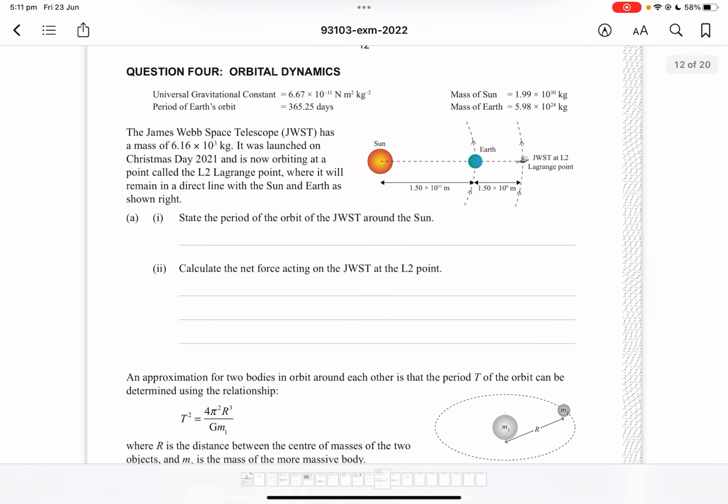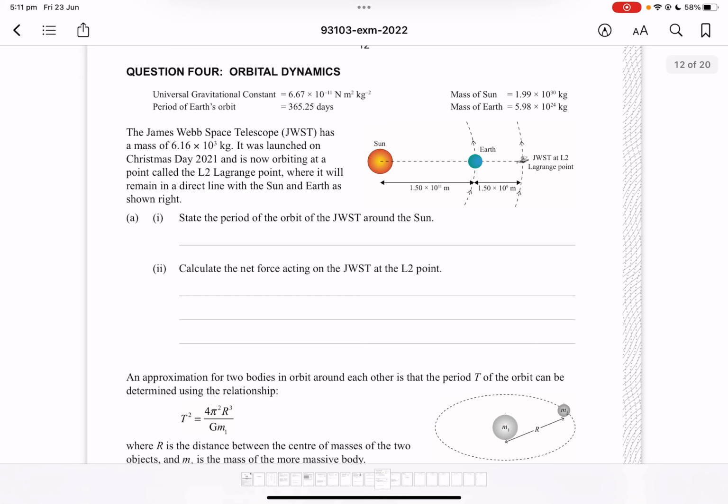Okay, let's look at question 4, orbital dynamics. So we're given some data there. The James Webb Space Telescope, JWST, has a mass of 6.16 times 10 to the 3 kilograms. It was launched on Christmas Day in 2021. It is now orbiting at a point called the L2 Lagrange point, where it will remain in a direct line with the Sun and the Earth, as shown on the right. State the period of the orbit of the JWST around the Sun.